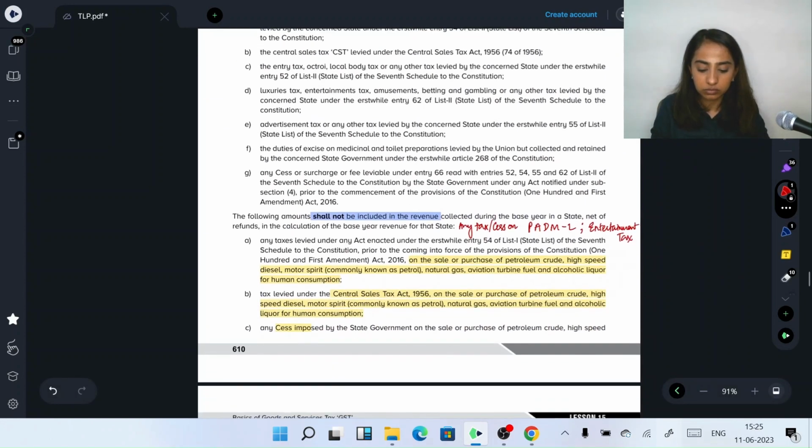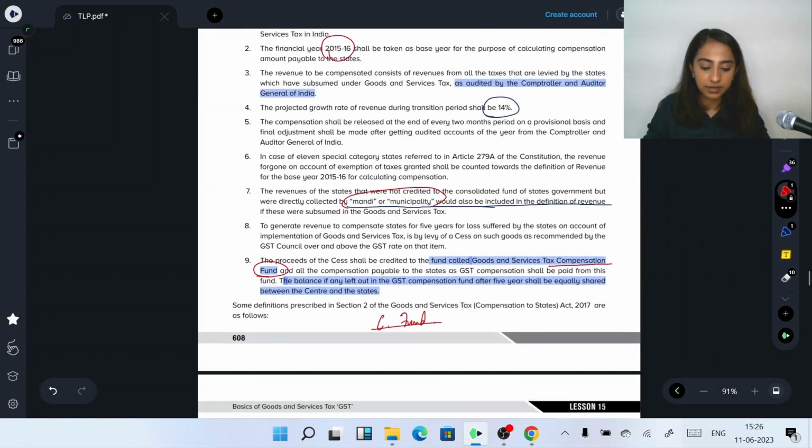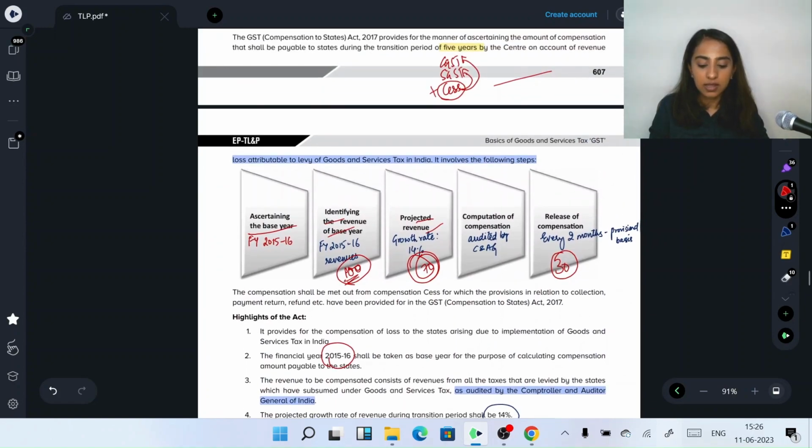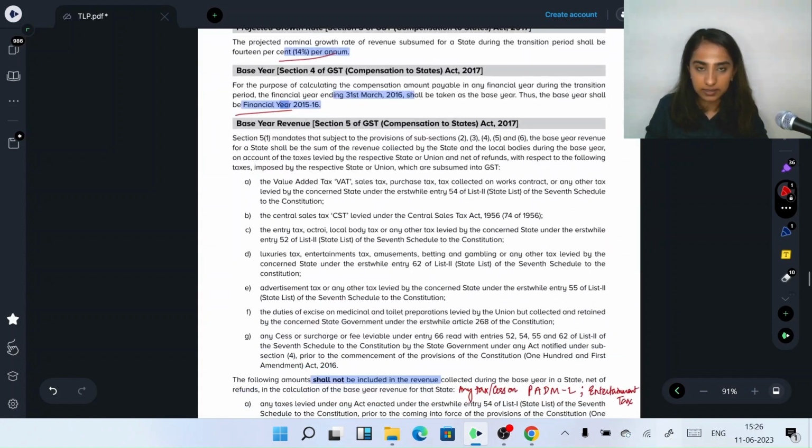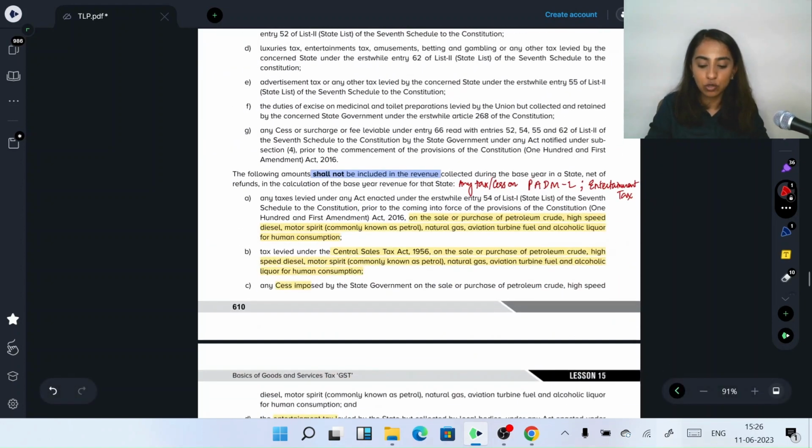Now what shall not be included in the revenue? In the older revenue, I told you, this 100, what they were earning earlier minus what they are actually earning in the GST regime. What were they earning earlier? All the indirect taxes. What can you not include? You can't include whatever you earned from petroleum, motor spirit, AVT, natural gas. Whatever indirect taxes or cess you earned from petroleum, diesel, motor spirit, natural gas, AVT, you can't include in that 100.